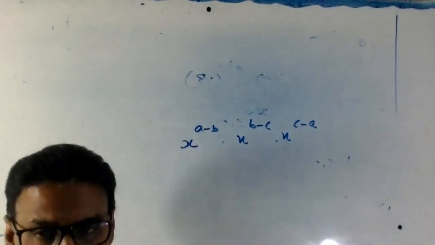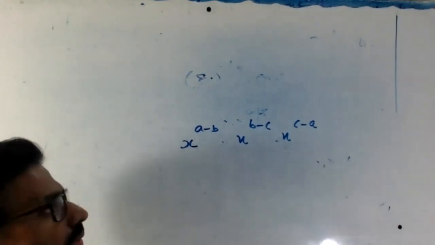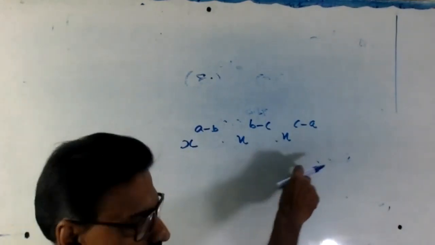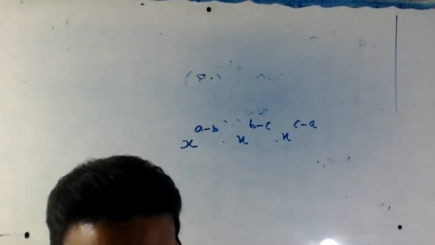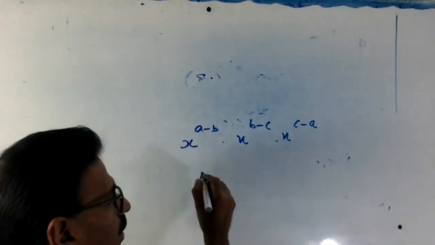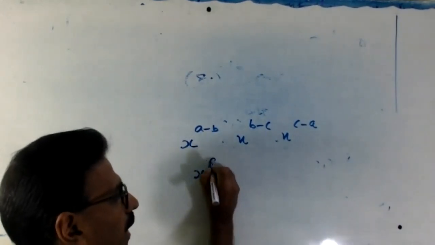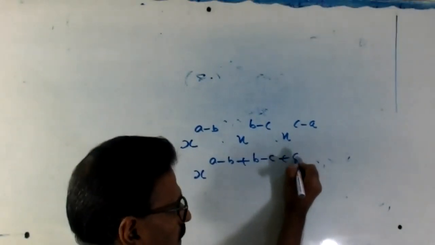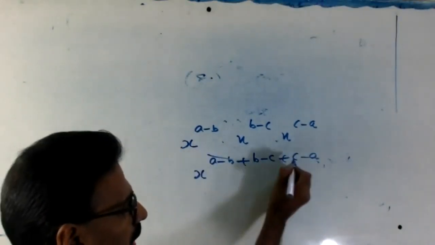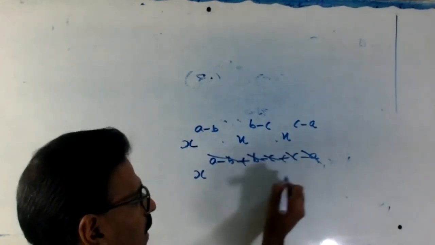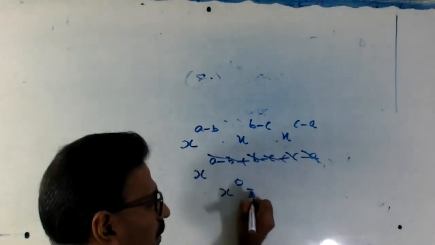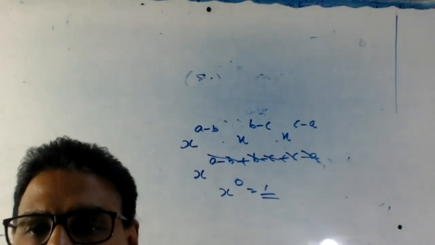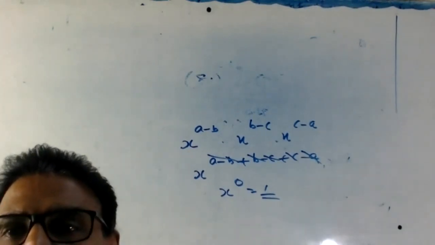Okay, so here, look at here. This is same base, same base. Only the same base we can do this. x raised to a minus b plus b minus c plus c minus a. Look, a cancel, b cancel, c cancel. x raised to 0 equal to 1. Who all got this one? Asma, you got?